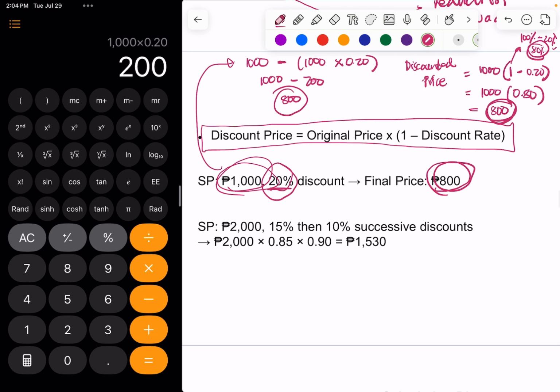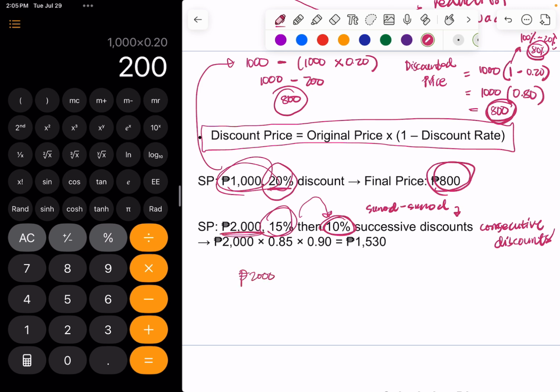Okay, let's have successive discounts. Ang successive, magkasunod-sunod. Successive discounts or consecutive discounts. Gikan sa iyahang term, sunod-sunod, so you apply first kung unsay una, then sunod ang ikaduha nga discount. So for example, kini 2,000 pesos.